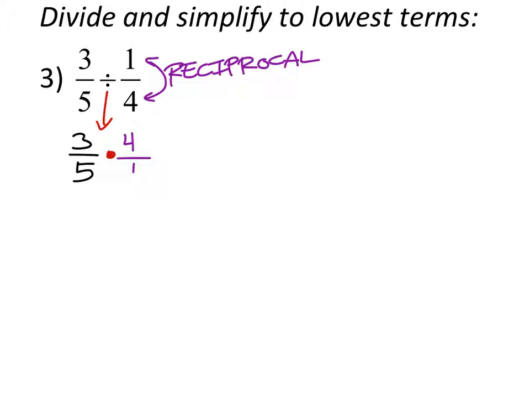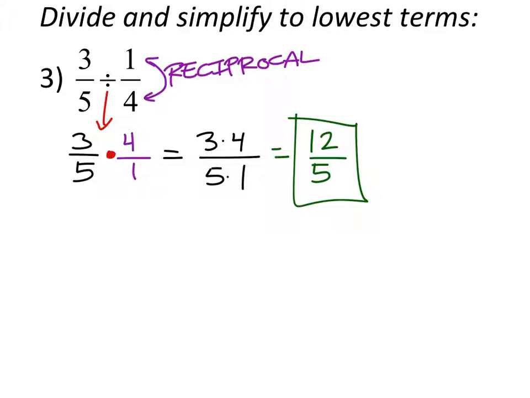Well, now I can do some straight multiplication on this. 3 times 4 divided by 5 times 1. And 3 times 4 is 12, and 5 times 1 is 5. See, there's nothing I can simplify on this one. I can't divide 12 and 5 by the same thing to get a whole value, and there are no factors that I can cross out here. So 12/5 is my final answer right there.